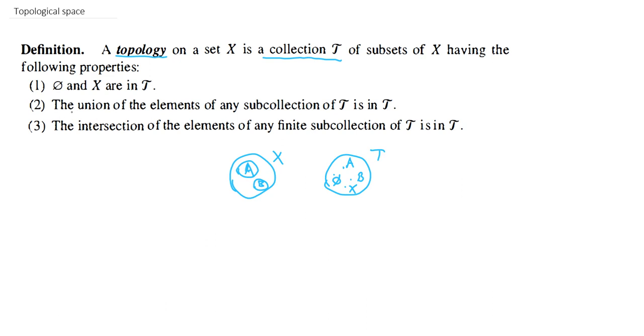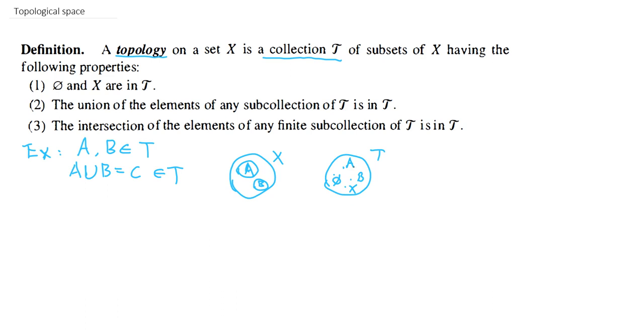The second property is that the union of the elements of any subcollection of T is in T. This means that if we do the union operation over any number of elements in the topology T, then the result is still inside the topology T. For example, if A and B are elements of T, then the union of A and B, let's call it C, should also be an element of T. So this second property ensures that the topology is closed under the union operation.